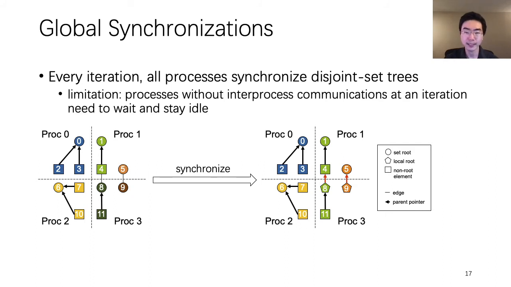A limitation is that processes without inter-process communications at an iteration need to wait for other processes to complete the synchronizations and have increased idle time. In this example, process 1 and 3 require the communications for unions, but process 0 and 2 do not need communications, and hence process 0 and 2 become idle for the global synchronization to complete. The global synchronization hence increases communication costs.